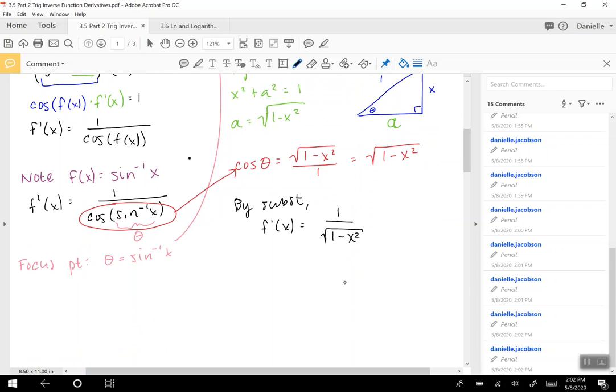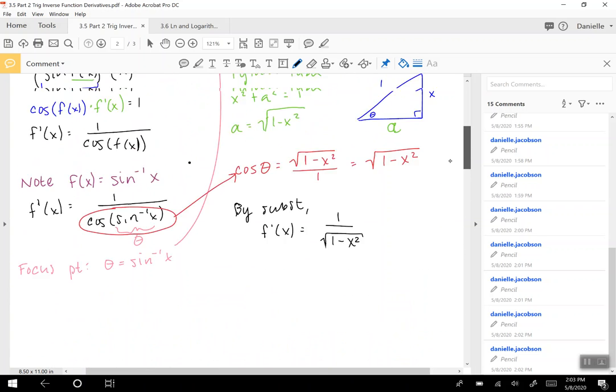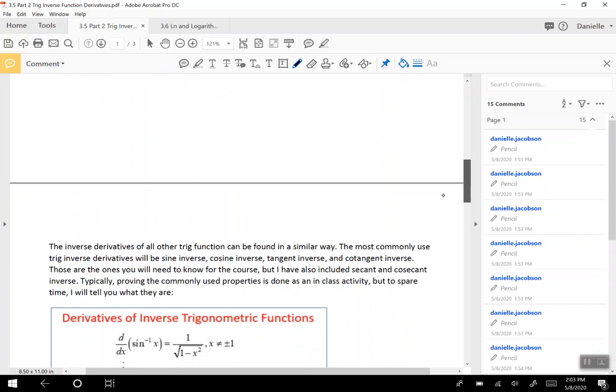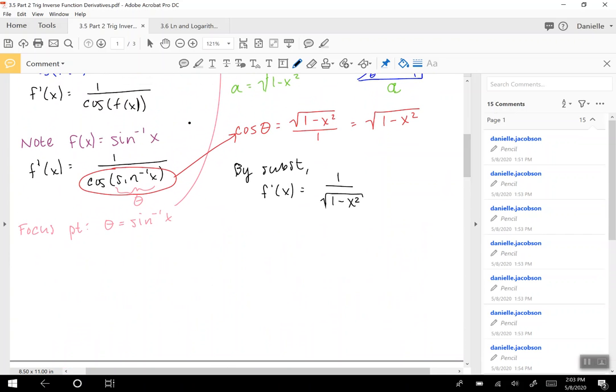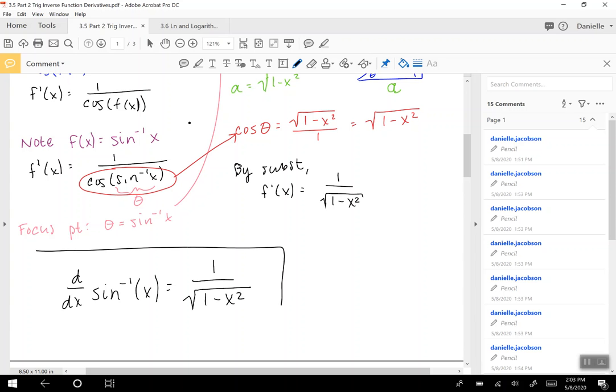With this, if I wanted to use it, I could simply pop values in for the x and get to some result. So, wait, I didn't write that in there. The overall conclusion here is that the derivative d/dx of the sine inverse of x is equivalent to 1 over root 1 minus x squared. All right, so it's a proof of it, why it's true.